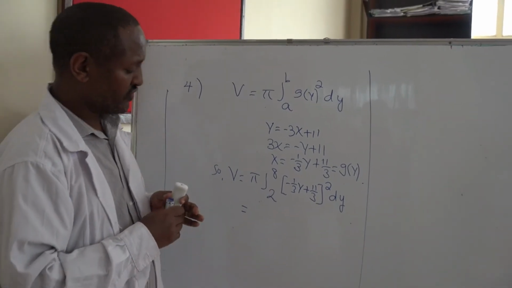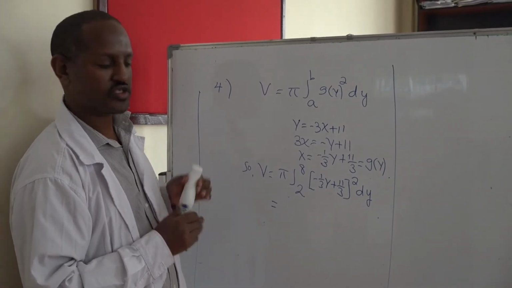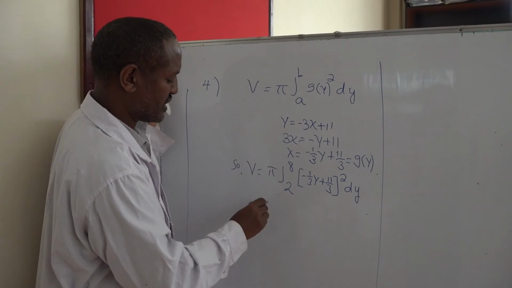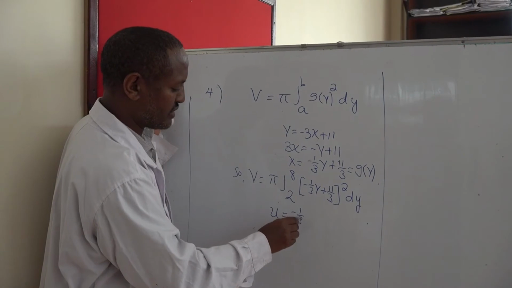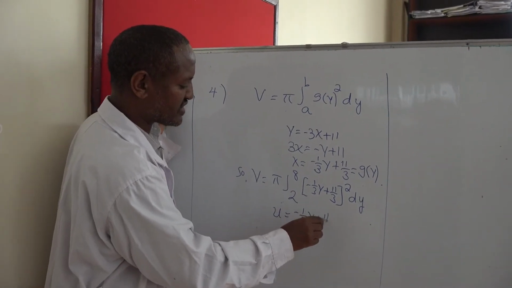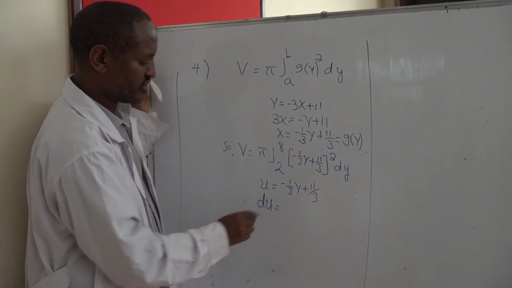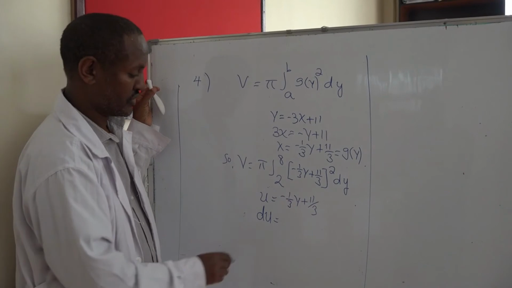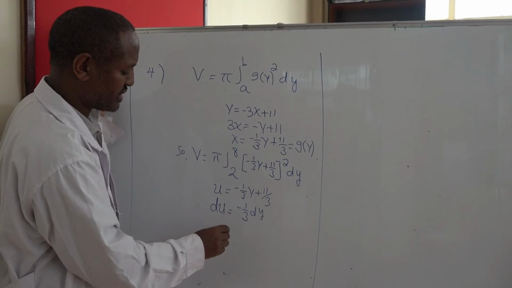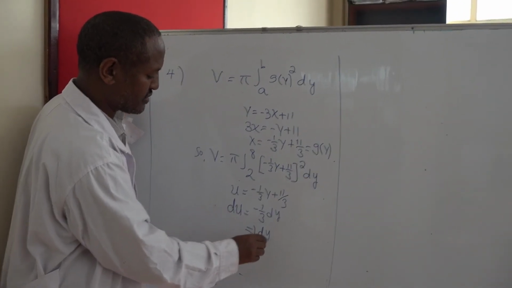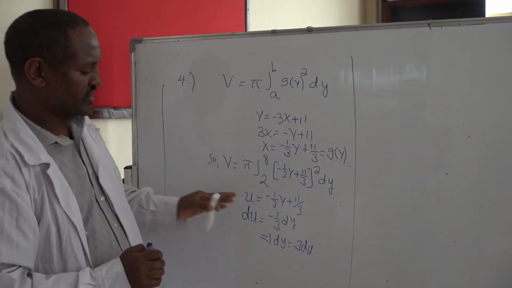Now, in order to solve this definite integral, it is better to use integration by substitution. So, for this, let us replace minus 1 over 3y plus 11 over 3 by u. Now, from this substitution, what will be du? Good. It is negative 1 over 3 dy. Or if you like, dy is negative 3 du.